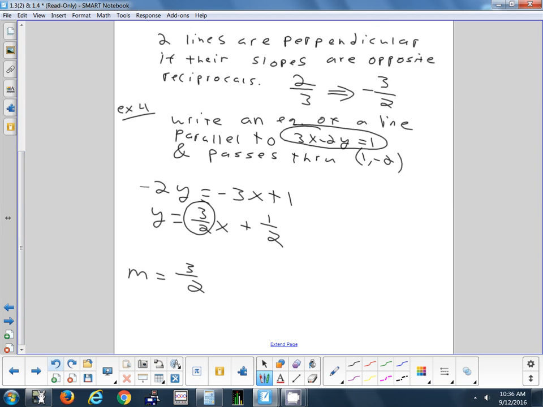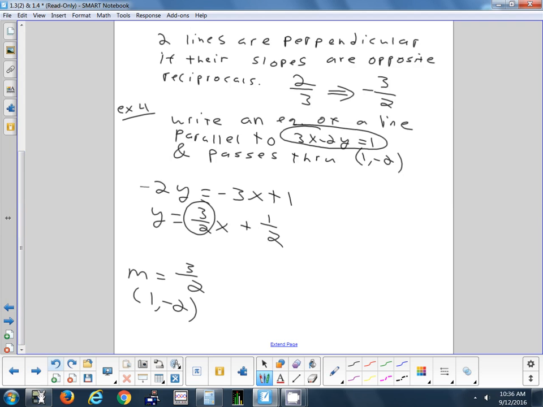And what else do I know about the line I'm looking for? You know, one other fact. It passes through the point 1, -2. Just use your point slope formula just like we did on the last problem. And you could find the equation of a line that's parallel to this and passes through this point.